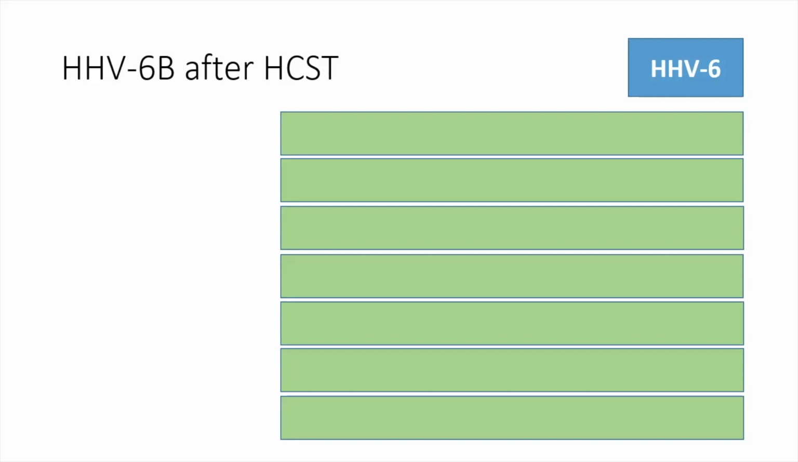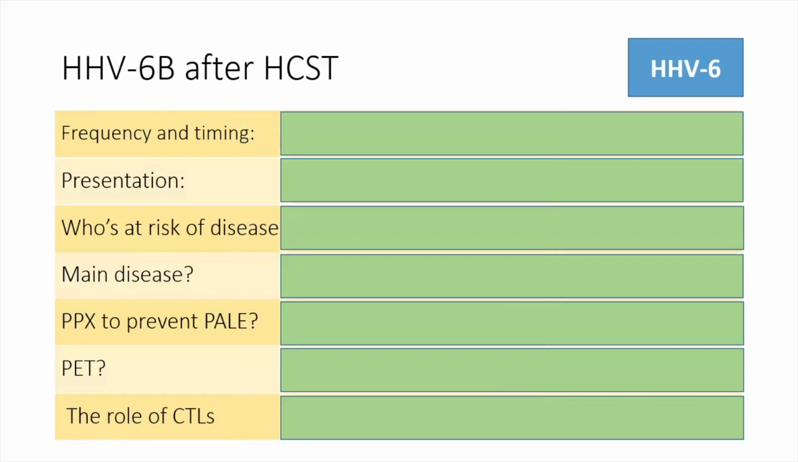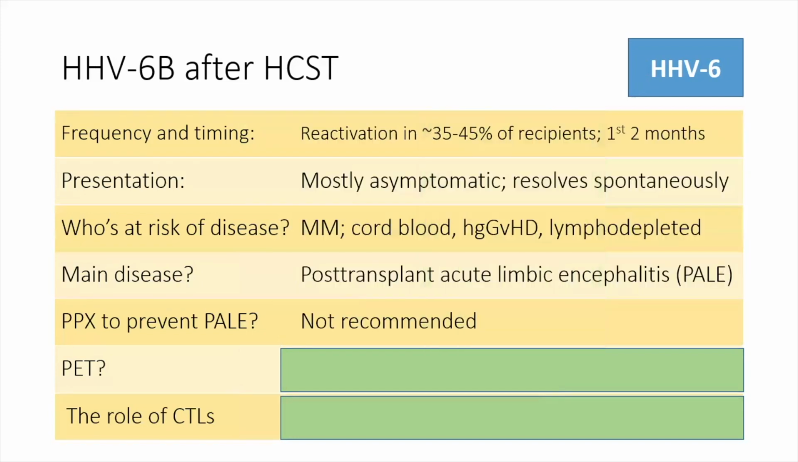Okay, next virus is the human herpes virus type 6, which has that number because it was discovered after the classification or nomenclature system was devised in the 80s. If we go through the same headlines, HHV6 is quite ubiquitous. Almost 100% of people will be seropositive by the time they're toddlers. And reactivation happens a lot, in up to 40% of transplant patients in the first 2 months post-transplant. But it's just an asymptomatic viremia, and normally it resolves spontaneously.